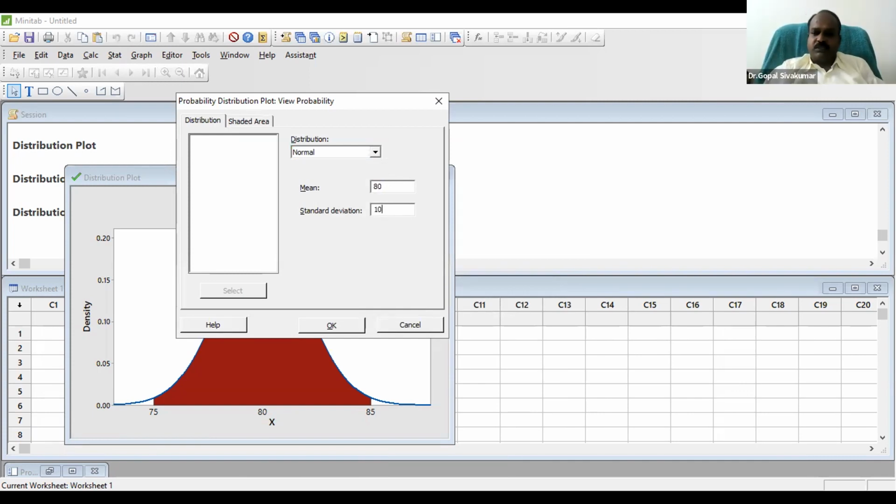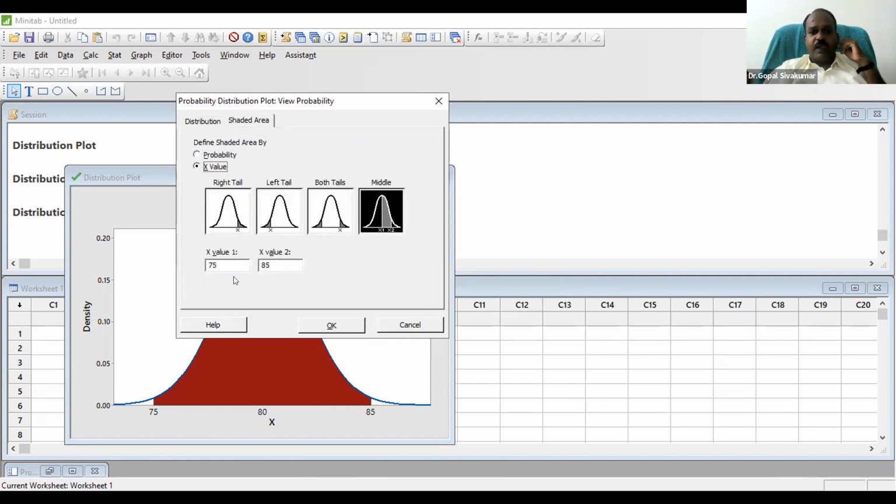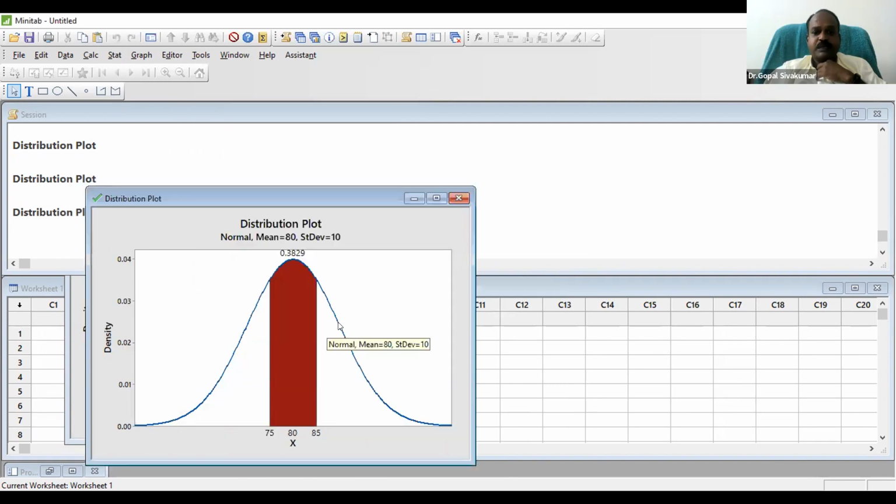Oh, this is too high a standard deviation. But since you are telling, let us try 10 and go to Shaded Area. Now tell me, what is your expectation? What is the probability you want to find out? The same probability, 75 and 85, right? I am giving OK. Look here. What is the chance now? Only 38% of the class students would have scored between 75 and 85.